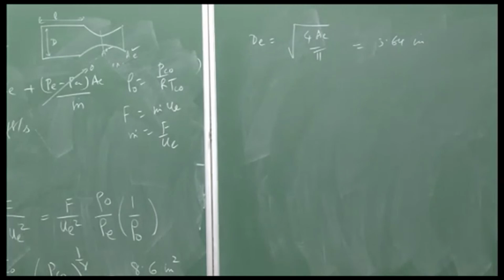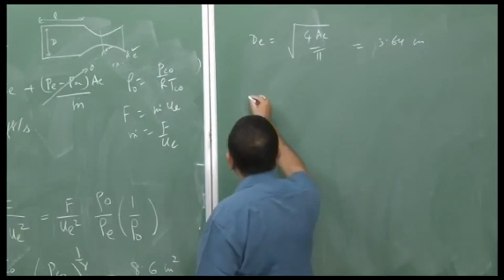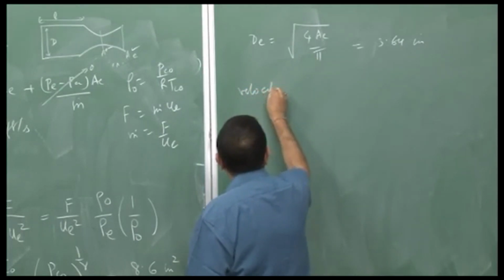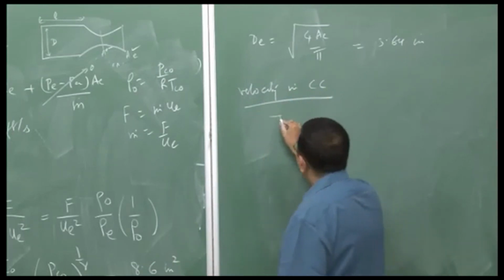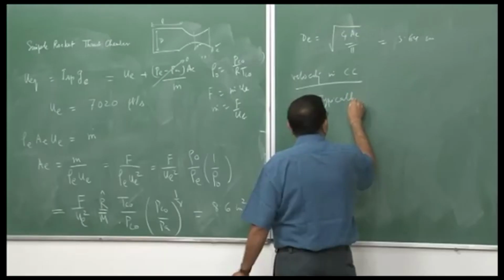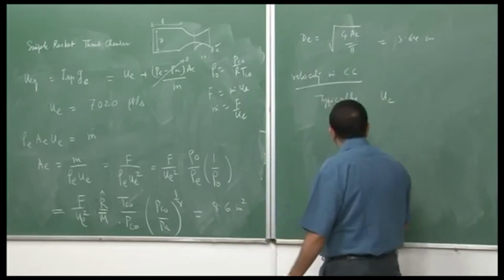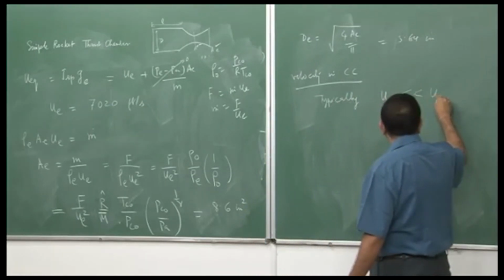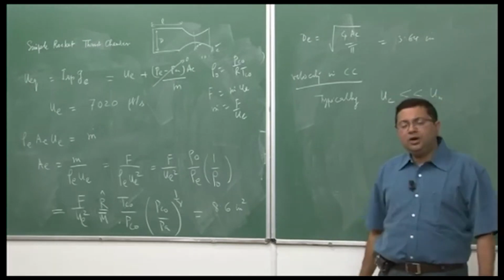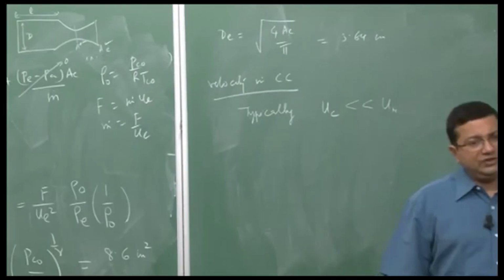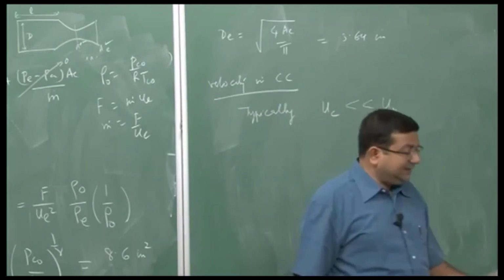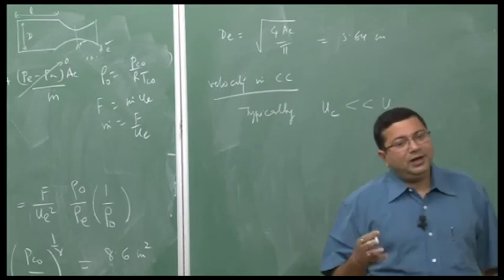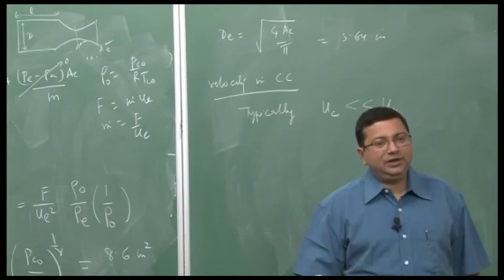So, for the combustion chamber, what we need to know is the velocity in the combustion chamber. Typically, the velocity in the combustion chamber given by UC is much less than that in the nozzle, which is quite obvious, because combustion chamber conditions are almost stagnant, whereas the nozzle has a high velocity flow. Now, this is something that we assume, this is a design parameter that we assume.